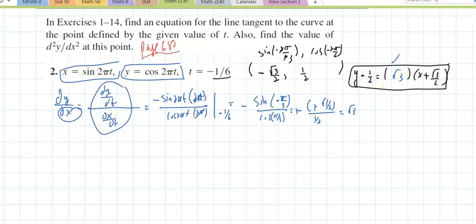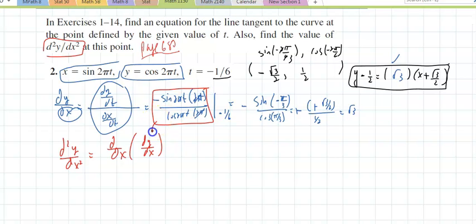Find the equation of a line, I just did. Now it says find the value of the second derivative. The second derivative, d squared y over dx squared, is d dx of dy dx, which is d dt of this dy dx that we got, divided by dx dt. Again, a bit messy. Provided on the exam, no need to memorize that.